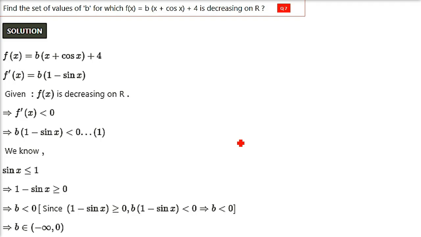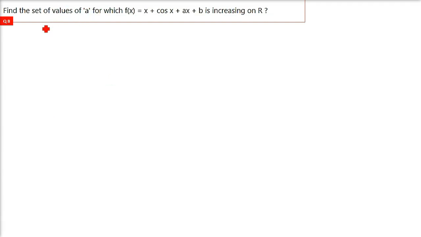And as I told you guys, everyone has a different perspective. So you are going to write in a different way. It will not matter. The only thing which matters is you explain things which I explained to you properly with the help of diagrams also. Now this question, we have the set of values of A, again the same thing. So we'll just differentiate, make it greater than 0, and that will be increasing on R.